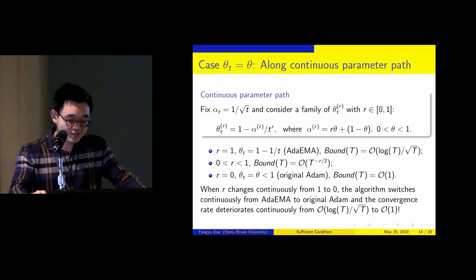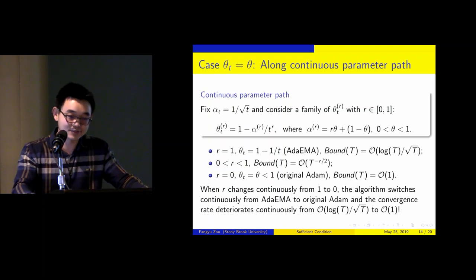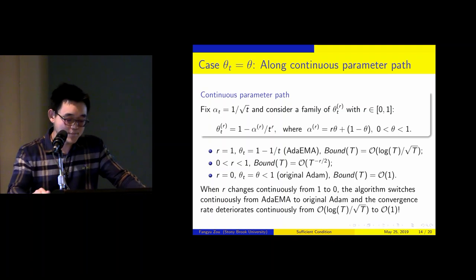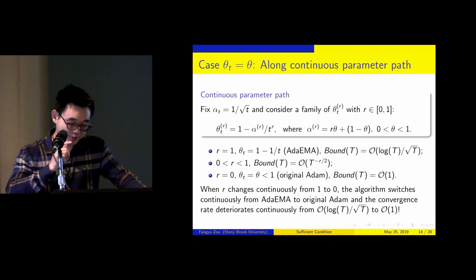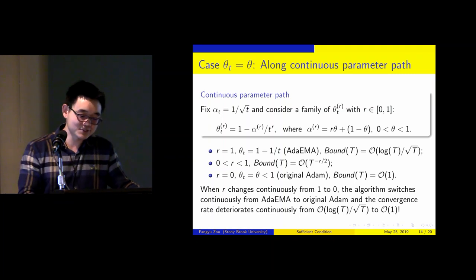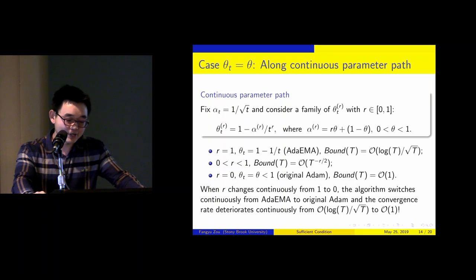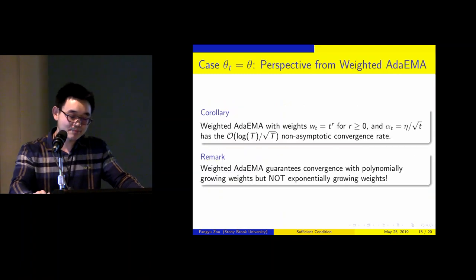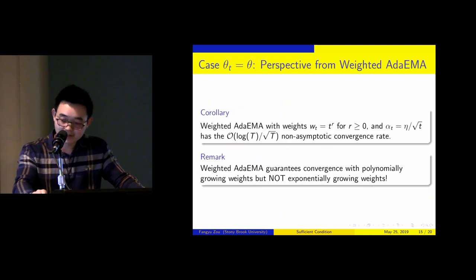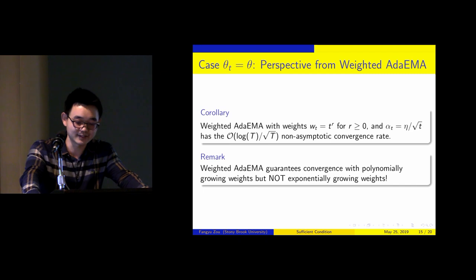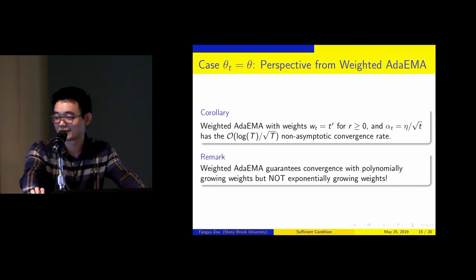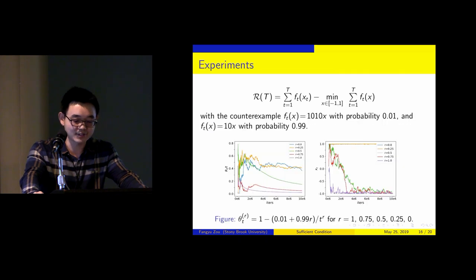So I will not jump into the details of the experiment because that will take a lot of time. But just to summarize the work in one sentence, we propose a sufficient condition for convergence of generic Adam, and we use it to investigate the divergence issue of Adam. And if you want to know more, please visit us at our poster number 161.